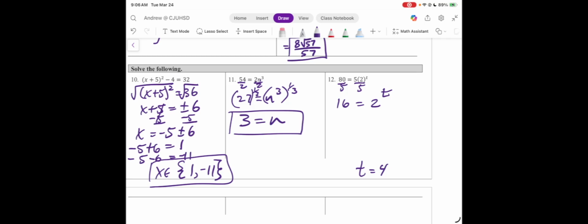But if it's not guessable, we just do the log of the left and equals the log of the right. That t then gets to move out in front. And so if you just do the log of 16 divided by the log of 2, like that, you should get 4. The log of 16 divided by the log of 2. Of course, it's exactly 4.